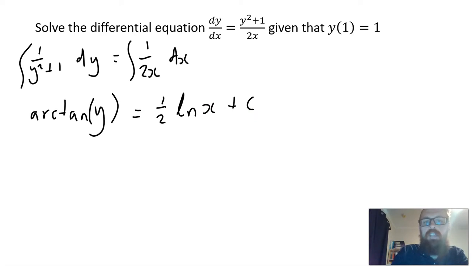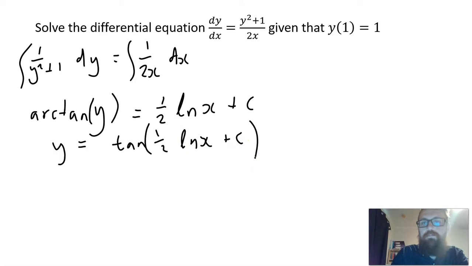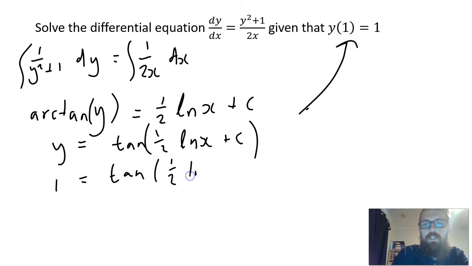Next, we want to get y by itself. The opposite of arctan is to take tan. So if we take tan, we'll be left with y equals tan of half natural log of x plus c. Now we've got to jump back up here. When we put in 1 for our x, the function is going to equal 1. So we get 1 equals the tangent of half natural log of 1 plus c. That's really interesting because the natural log of 1 is 0. So we get 1 equals tan of 0 plus c.